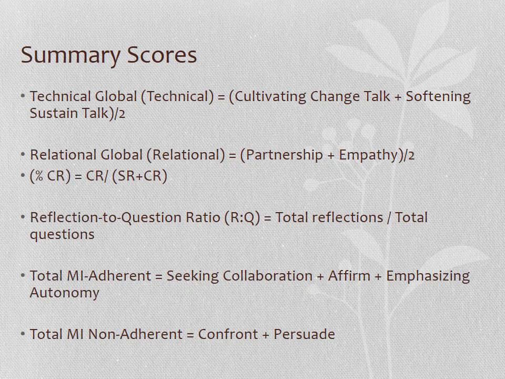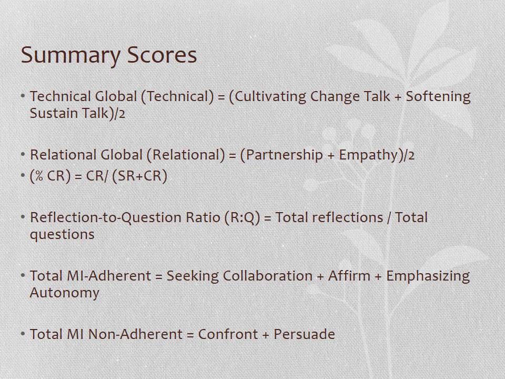So it's pretty straightforward. And then after you have done that, you take your coding sheet and you put the scores into these mathematical equations. So to figure out a technical global score, you add up cultivating change talk plus softening sustained talk scores and you divide it by 2. To get a relational global score, you add up partnership score plus empathy score divided by 2. To figure out the percent of complex reflections, you would do complex reflections divided by simple reflections plus complex reflections.